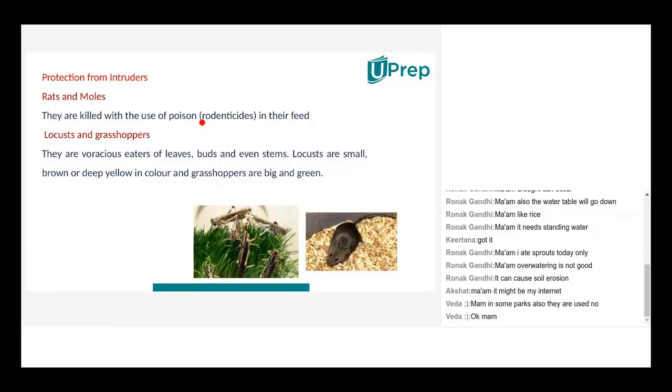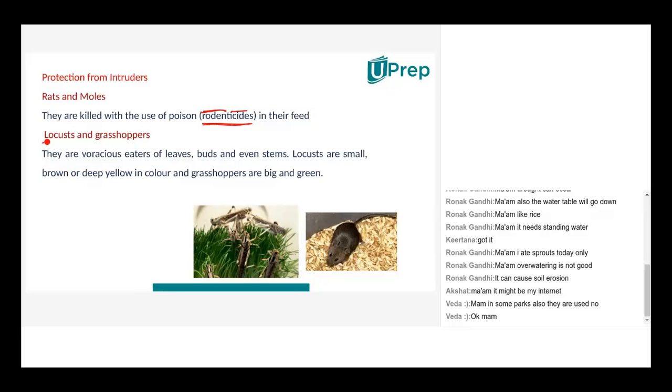So you'll have to use rodenticides. Rodenticides are chemical, synthetic agents which kill. Cides means to kill, and rodents means moles, rats, mice and all. They will kill the rodents, right?